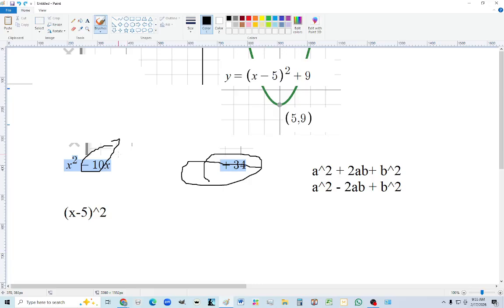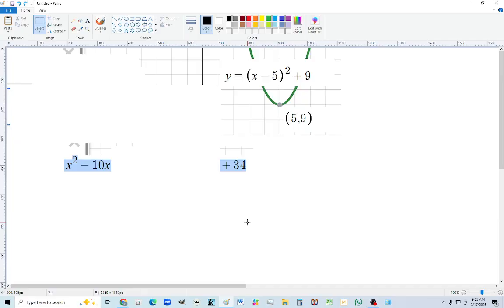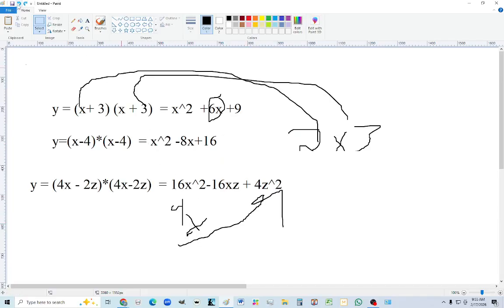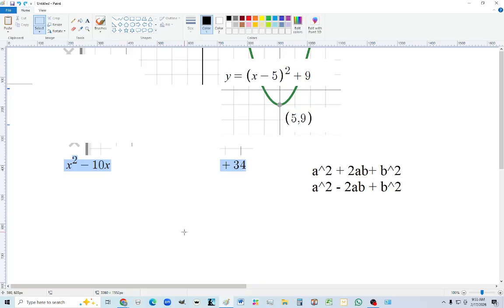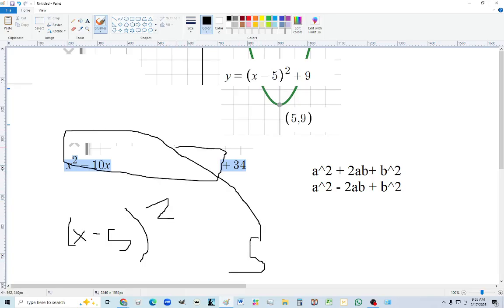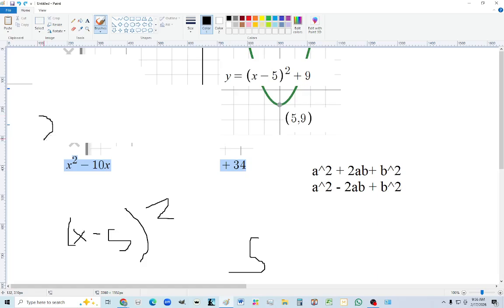And I want to show you a little cheat now. I've made a lot of mess here, so I'm going to go backwards. The little cheat is, now that I know it's x minus 5 squared, I know my x value of my vertex is 5. I can go back to this original formula and put the 5 in where I see x. I get 25 there, minus 50 there, plus 34.